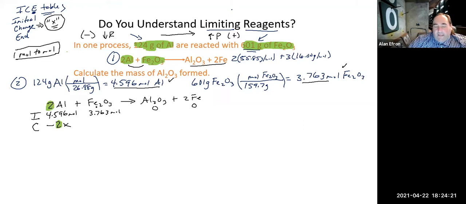Now, the iron 3 oxide coefficient, although we don't usually put it there, is a 1. So this would just be minus x because it's basically 1x. Coming to our product side, again, we don't usually put the coefficient of 1 in, but I'll put it here so you can see it. The coefficient for aluminum oxide is 1, which means we would do plus because it's a product and x because it's basically 1x. When we get to our iron, the coefficient here is 2, which means this should be plus 2x. Any questions on the change part?